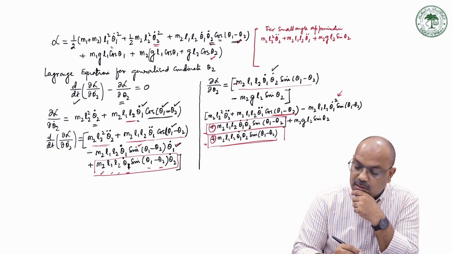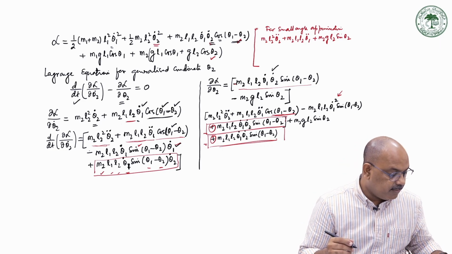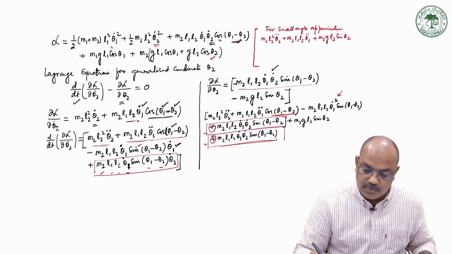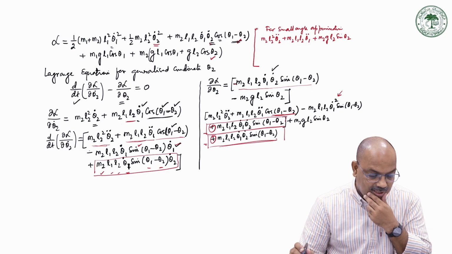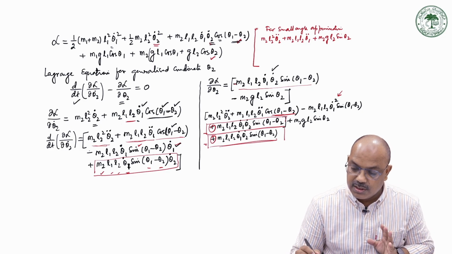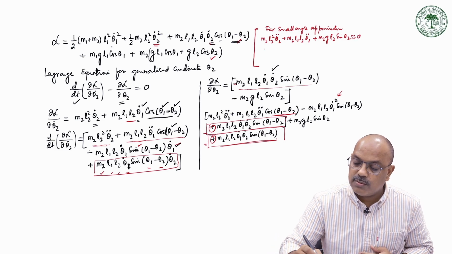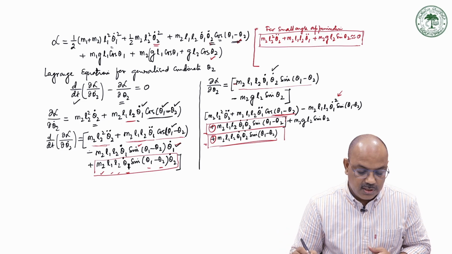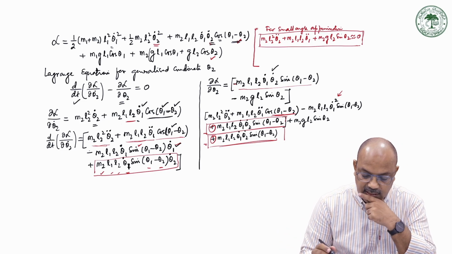So in my expression what I have is m2 L2 square theta 2 double dot, m2 L1 L2 theta 1 cos theta 1, and then theta 1 square is there, and so there is no such expression. So this is all that I have in my final expression, and this is to figure out where I'm making the mistake.